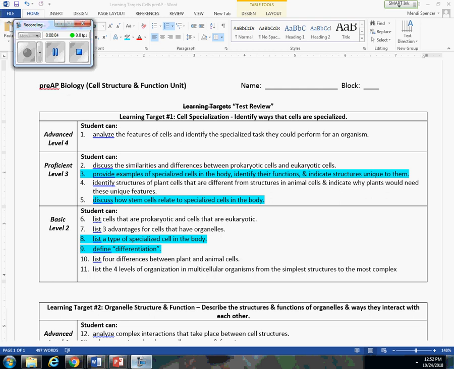Our focus on the next section of our notes is about specialized cells. You need to be able to list or provide examples of specialized cells in your body, identify what those cells do for you, and then indicate what would be some structures they would need in order to do those tasks or those jobs for you. And then we're also going to be talking about stem cells and what we mean by differentiation of these stem cells.